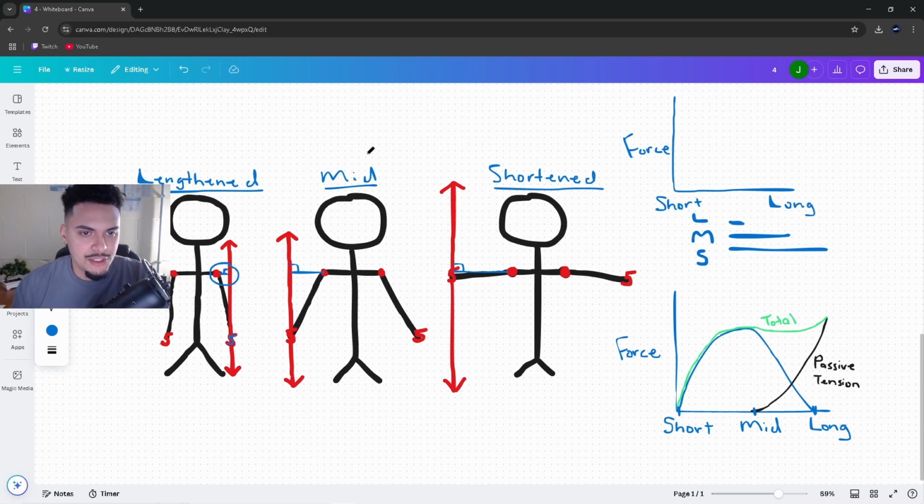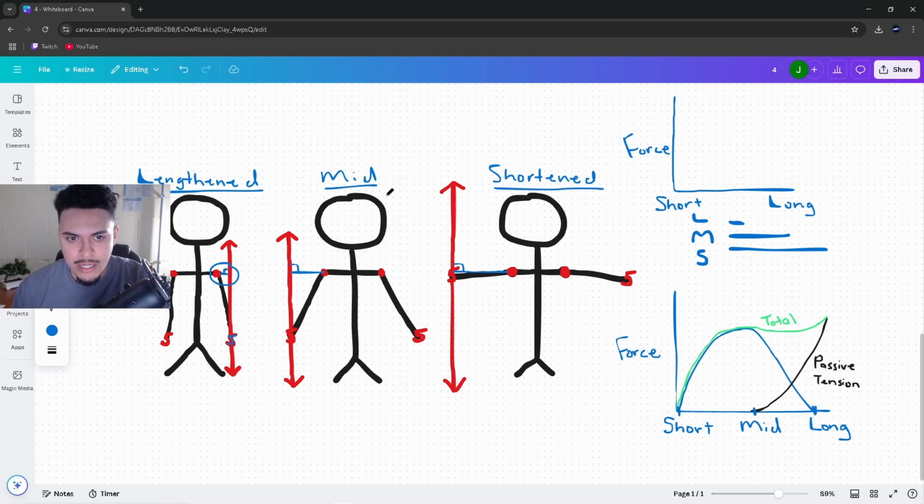We've got our lengthened position, our mid-range, and the shortened position. So, as we can see, with a dumbbell lateral raise, here in the lengthened position, we're not producing a high amount of force because the moment arm is small. In the mid-range, we're producing a decent amount of force because this moment arm is slightly larger. And then in the shortened range here, we're producing the most amount of force within the range of motion of this exercise.